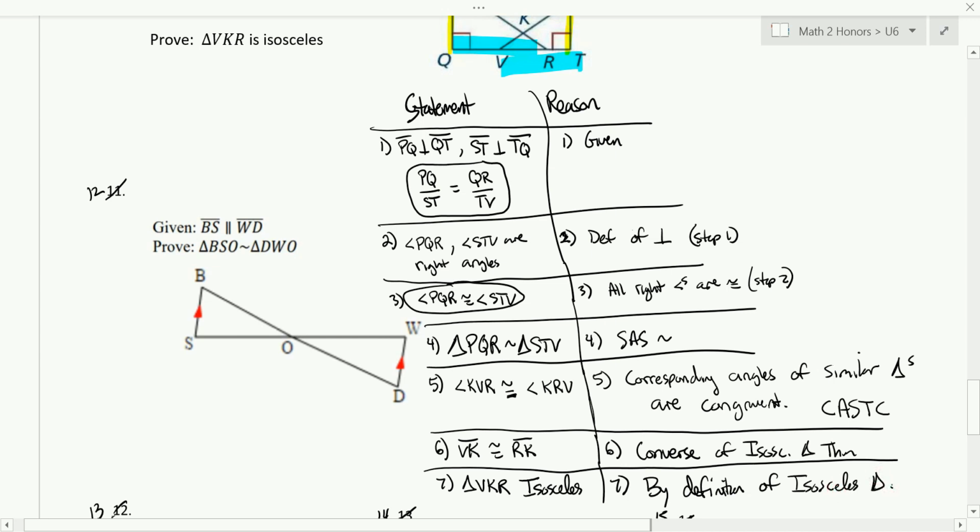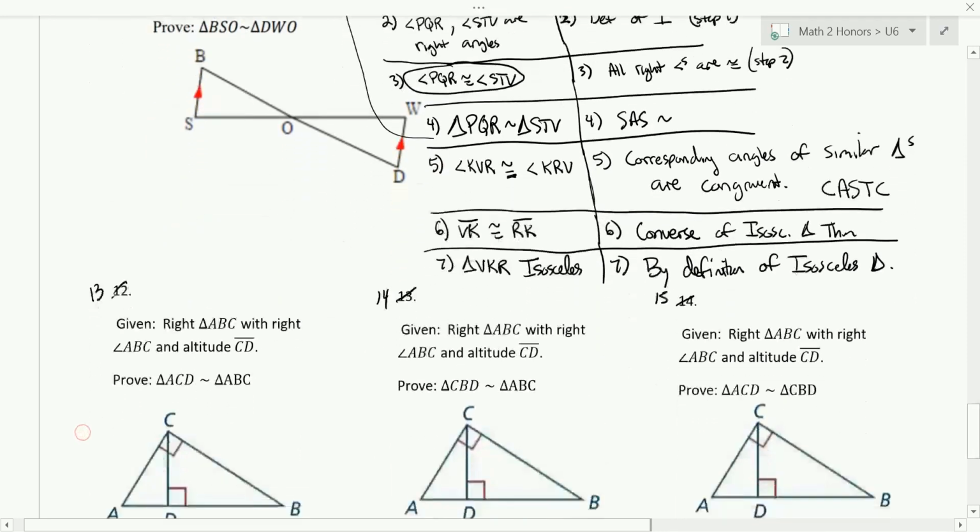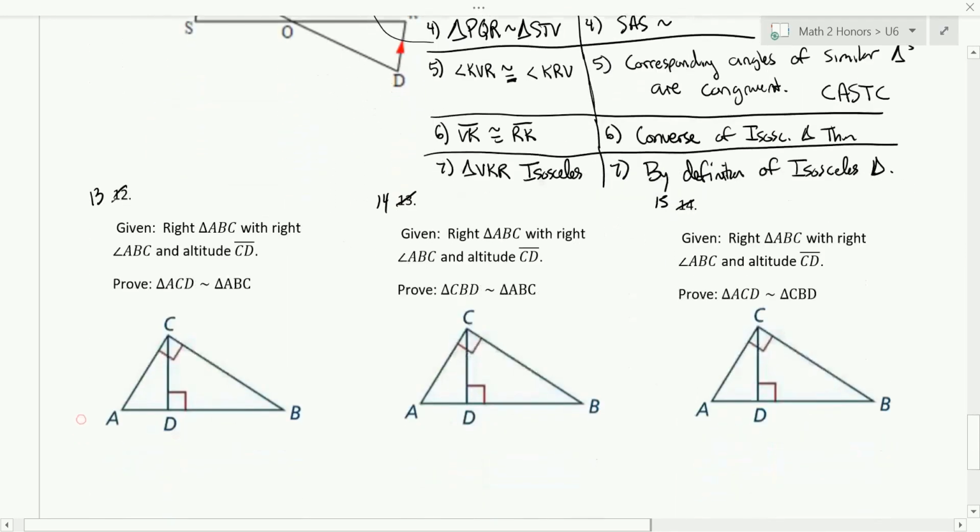So again, most proofs are not this long. Most of them would end like at step 4. But even this one's not too bad once you see it. So I want to do one more proof with you, and then I'll leave the other ones for you to do.